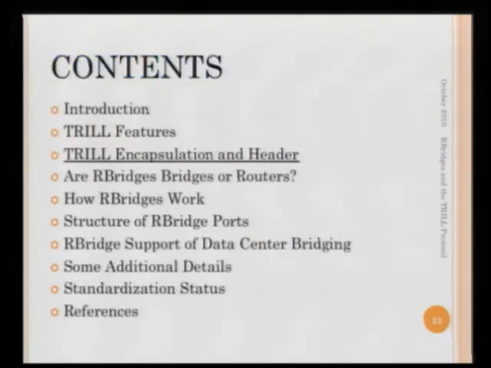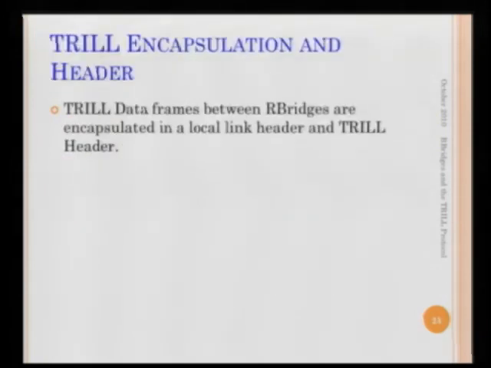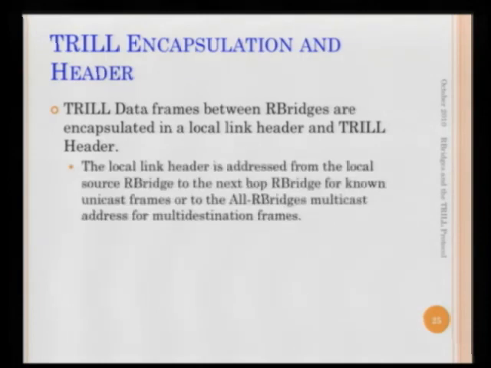So the way the TRILL encapsulation header works, is what I'm going to talk about next. I mentioned these native frames are initially encapsulated. So between RBridges, once it's been encapsulated, there's a local link header and a TRILL header. And this local link header is really just intended to get that frame over the next hop, to the next RBridge. If it's a unicast frame, it's a unicast address to the next RBridge. And if it's a multicast or multi-destination frame, broadcast or something, it's sent to the all-RBridges multicast address. So if there are multiple RBridges over that link downstream, it can get to them.